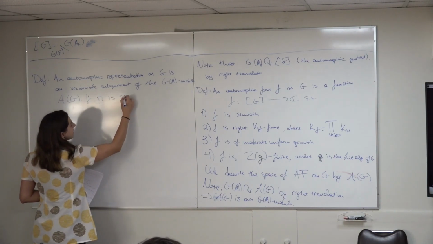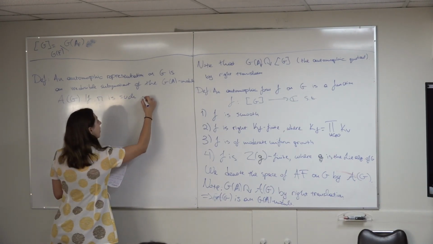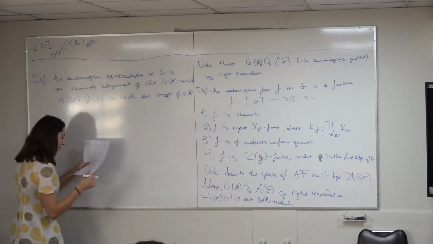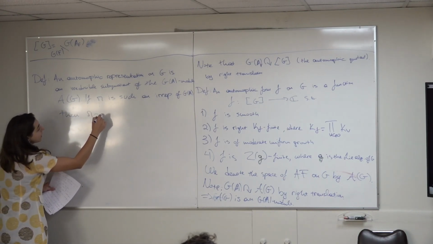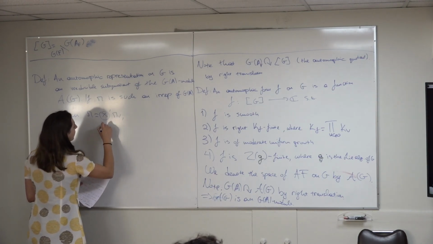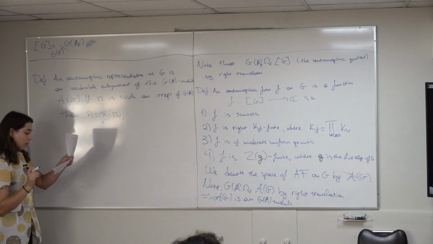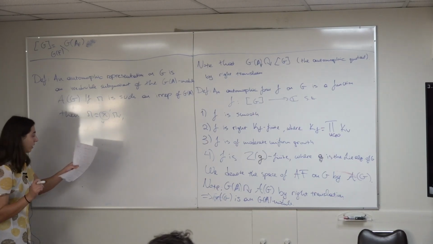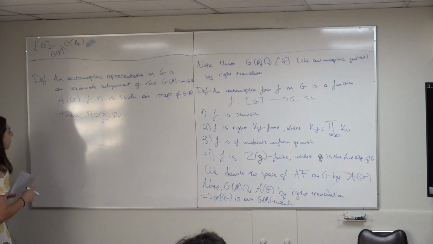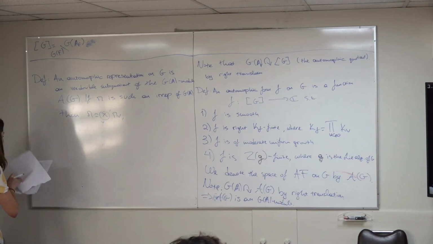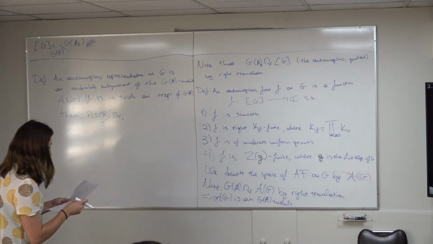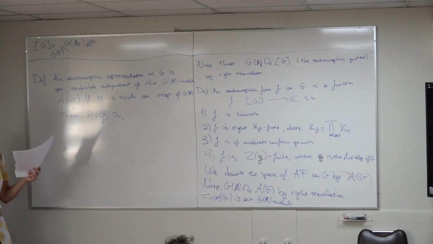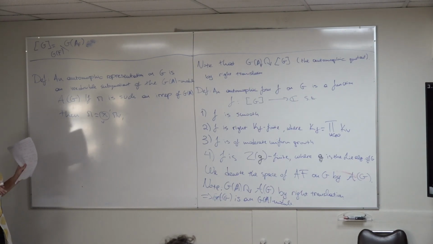If pi is such an irreducible representation of G of the Adels, then pi is a restricted tensor product of pi_v, where v are all the local places, sorry. Right. Cool. Any questions about this representation of G(A)?